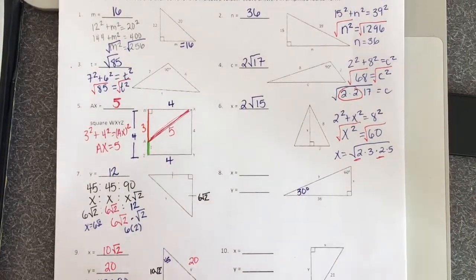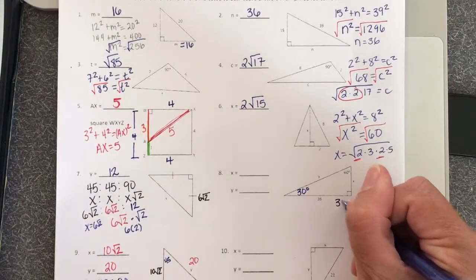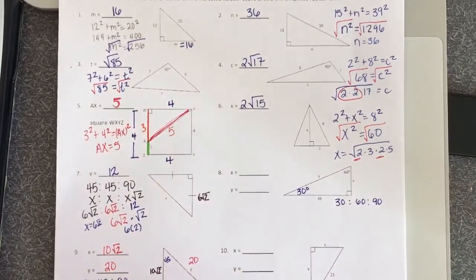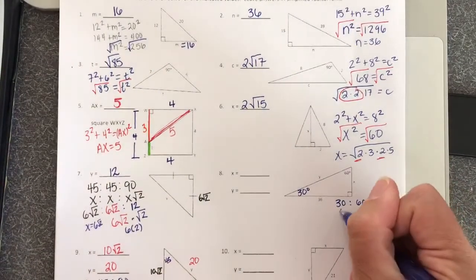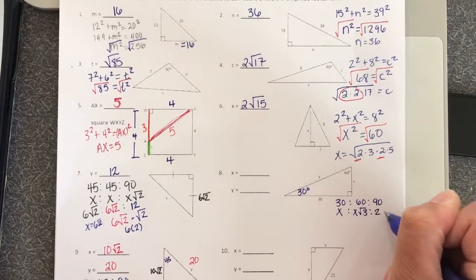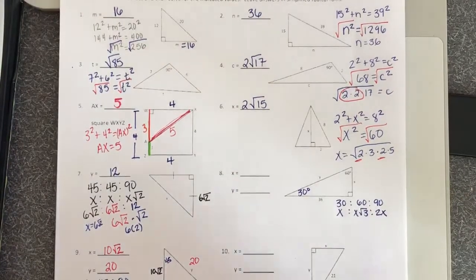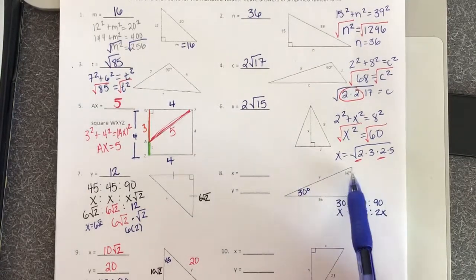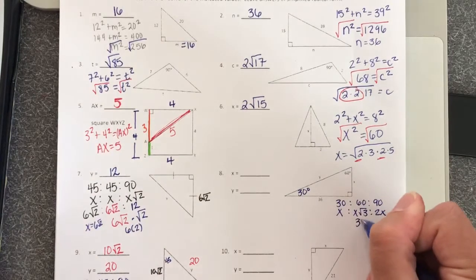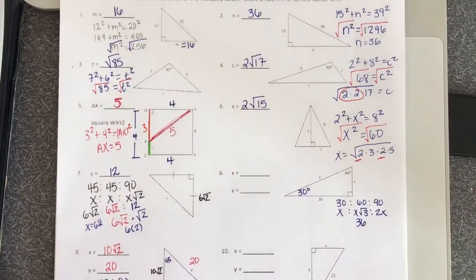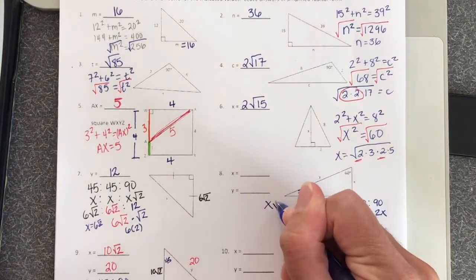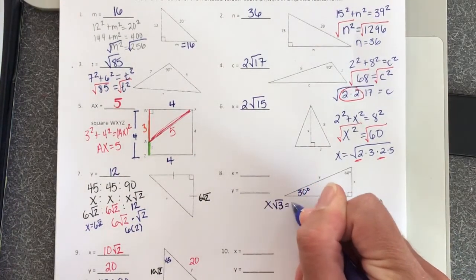Again, I'm going to start by setting up my ratio of my angles, so 30, 60, 90. Then I'm going to set up the ratio of the sides, x, x times the square root of 3, and 2x. The side that I know about is opposite of the 60-degree angle, so that is 36. So 36 is going to go with the x times the square root of 3. And I'm going to set up my equation. X times the square root of 3 equals 36.